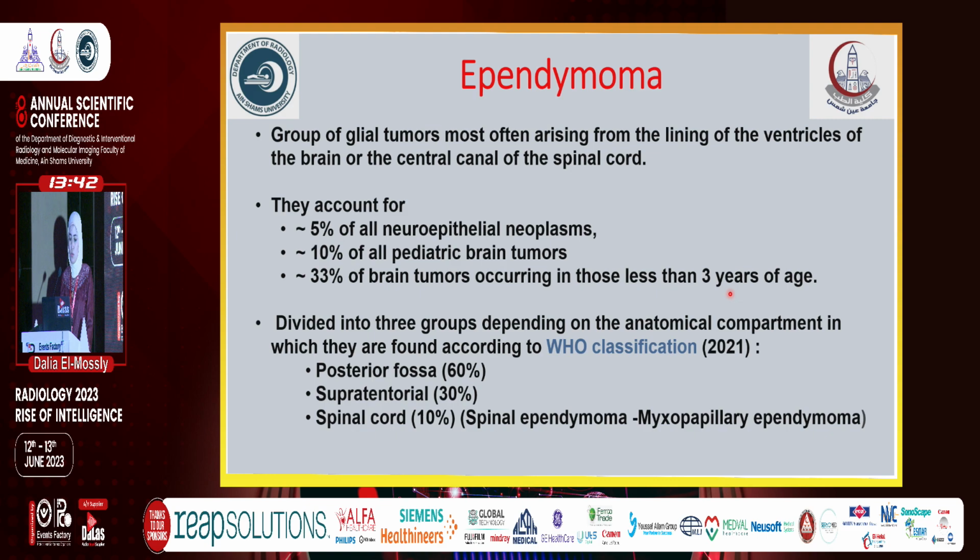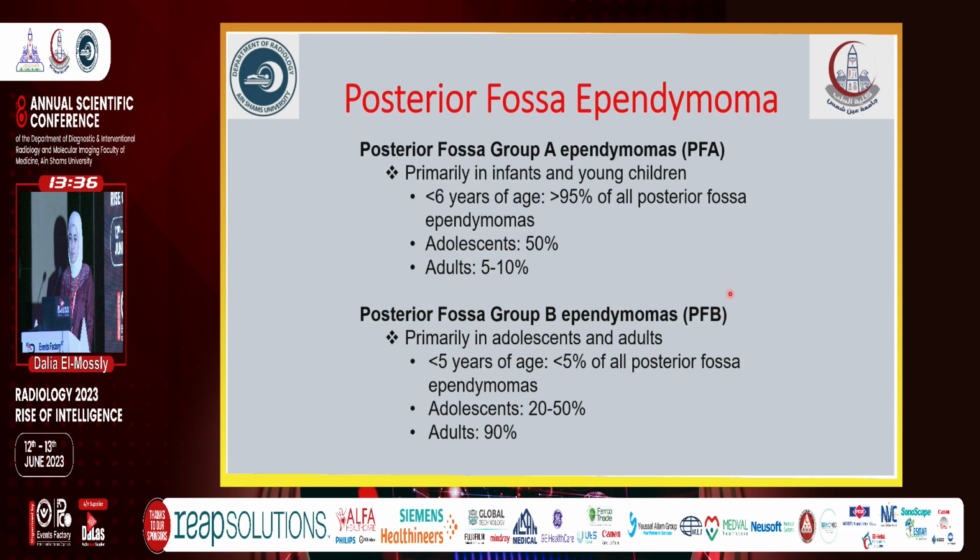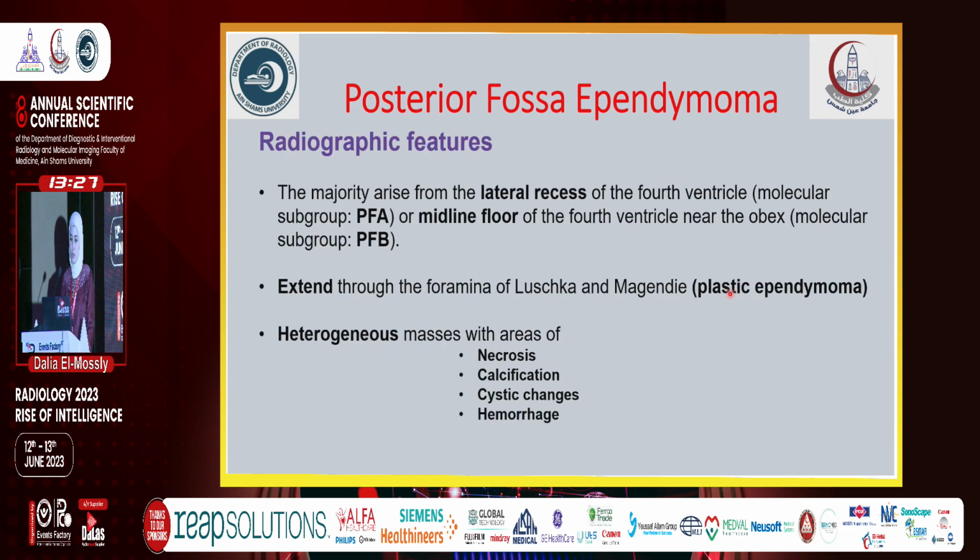According to WHO, it's divided according to their location: posterior fossa, supratentorial, or spinal cord. Posterior fossa ependymoma, group A, is mainly in infants and young children, and group B, mainly in adolescents and adults. Radiological features: they commonly arise from the lateral recess of the fourth ventricle, subgroup A, or from the midline of the floor of the fourth ventricle, subgroup B.